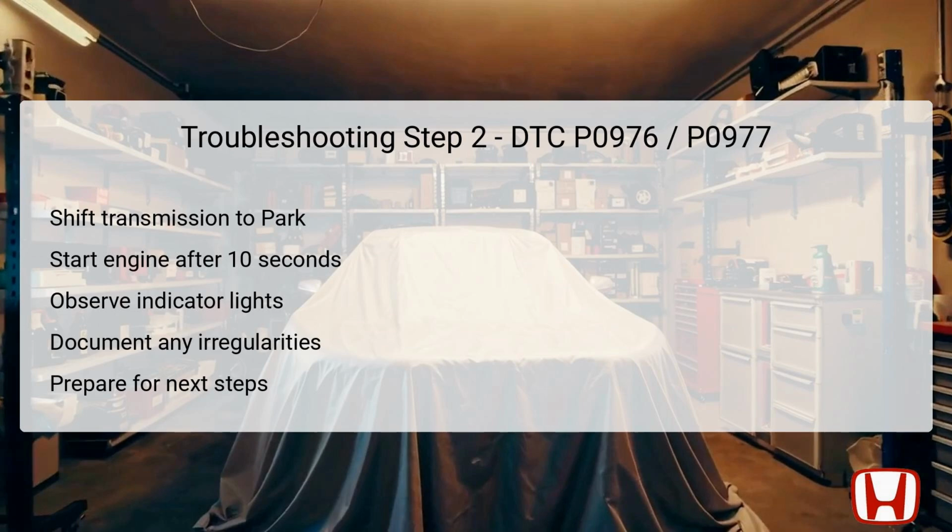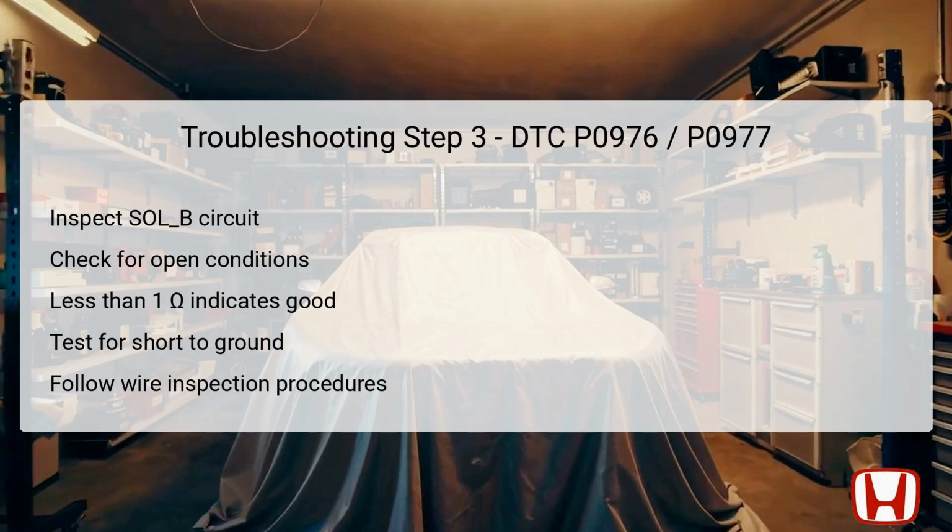This methodical approach ensures that all possible symptoms are addressed, enabling the technician to undertake the appropriate action based on preliminary findings. Step 3 involves inspecting the SOLB circuit for any anomalies. With the transmission control module, TCM, and Shift Solenoid Valve B disconnected, check whether the circuit exhibits an open condition. The resistance across the circuit should be less than 1 ohm, indicating a healthy connection between components. This measurement assists in determining the integrity of the wiring and connectors associated with the solenoid.